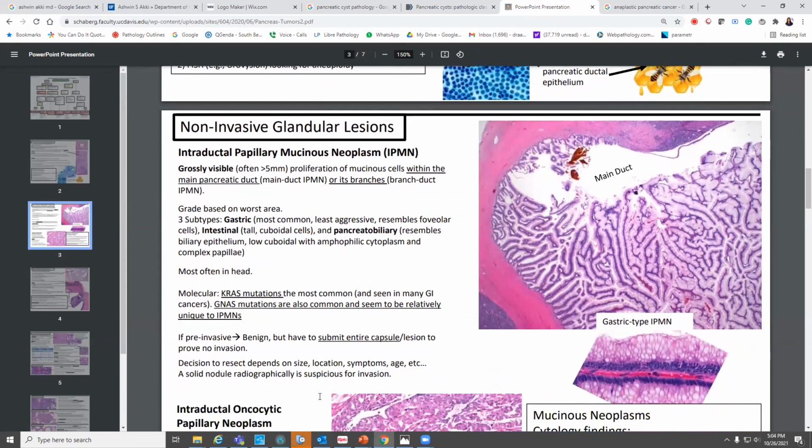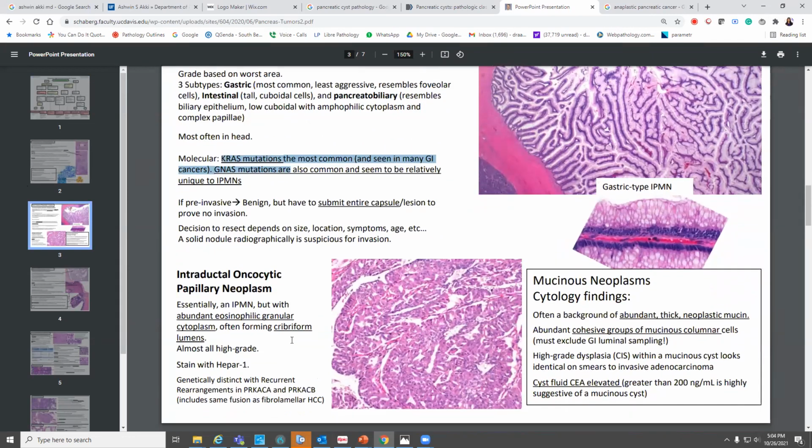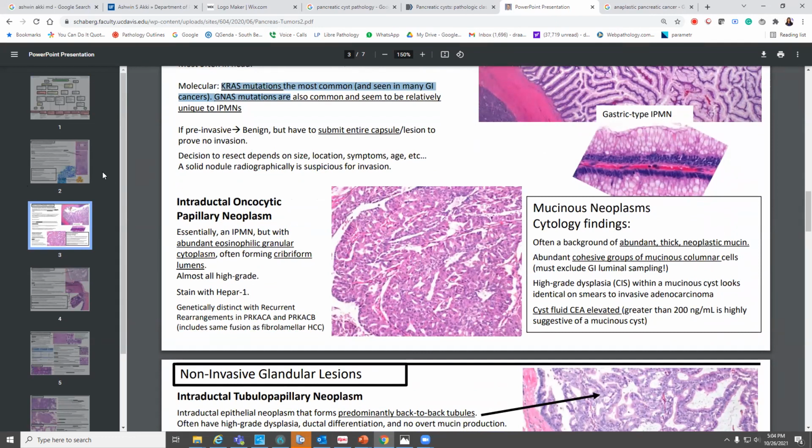Then non-invasive glandular lesions, so IPMN. We saw a very nice case of gastric IPMN. He mentioned gastric, intestinal, and pancreatobiliary being the most common, and also KRAS and GNAS mutations. And the oncocytic type, we saw that one as well: intraductal oncocytic papillary neoplasm with abundant eosinophilic granular cytoplasm, and they are mentioning cribriform lumens as well.